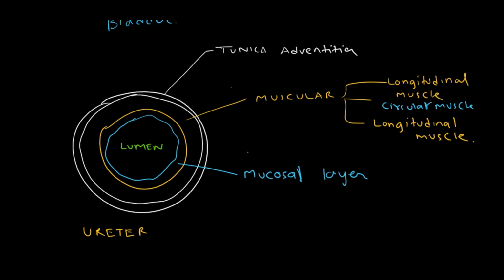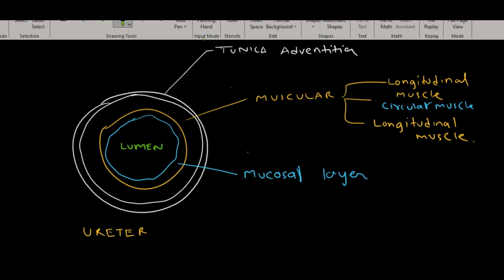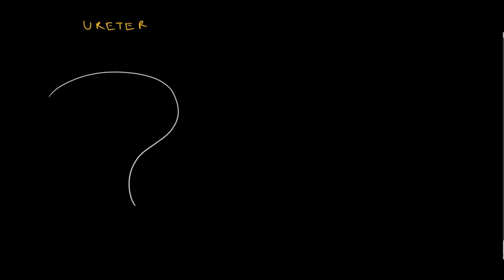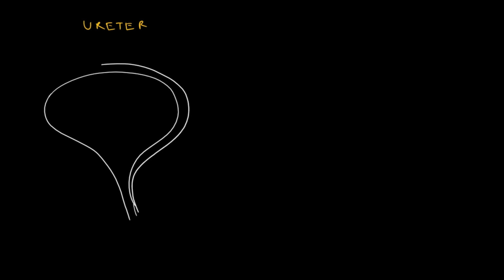Let us move to the next part, that is the urinary bladder. So again, the urinary bladder is a bag-like structure, and again it is made up of a thick layer. If you have a close look at the urinary bladder, it has a rounded structure which is referred to as the fundus. So this region is referred to as the fundus.